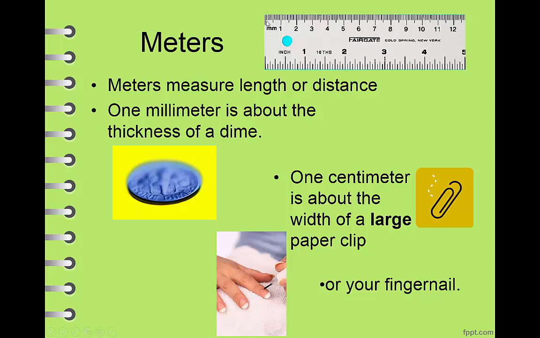Now, 1 centimeter. A centimeter is 10 millimeters, so if I count out 10 of these lines, okay, so for instance, if I started at 1 and went to 2, 10 millimeters is going to give me 1 centimeter. That's about the width, not the length, but the width this way across a large paperclip, one of those bigger ones. That's about a centimeter. Or it's about the distance across your fingernail, depending on how big your hands are.